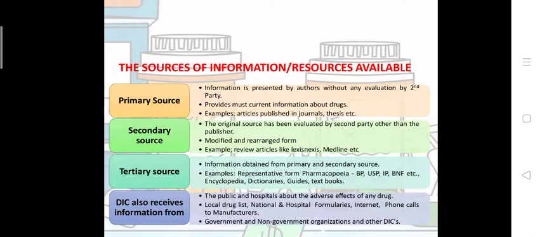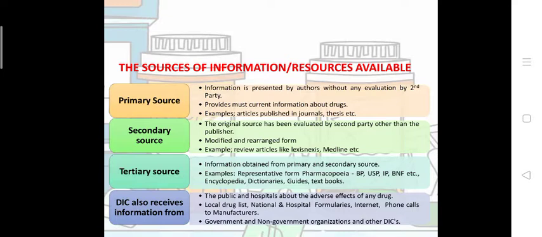So that is considered a primary source of information for any drug. Then we are talking about the secondary source. This original source has been evaluated by a second party other than the publisher, and it is modified or re-informed. For example, review articles like Lexinix, Medline. We have various review articles found in all these databases, right?